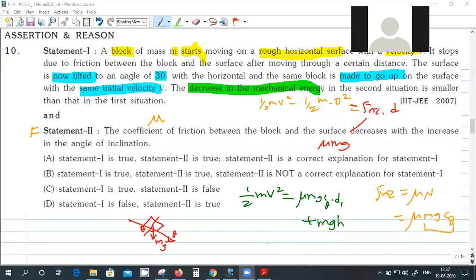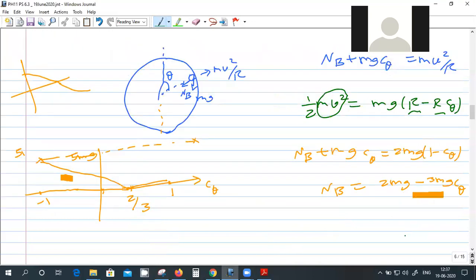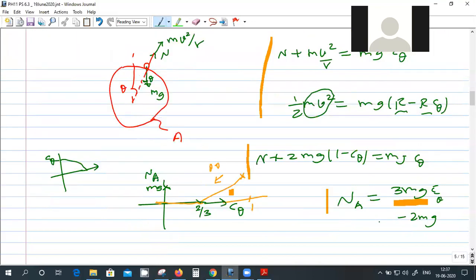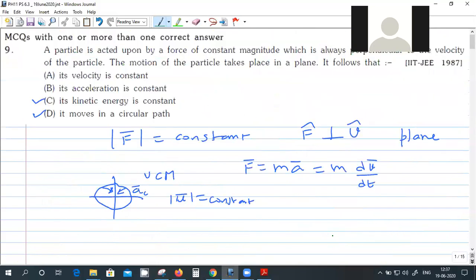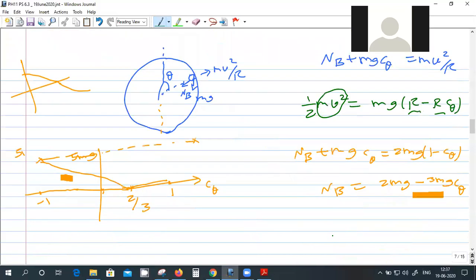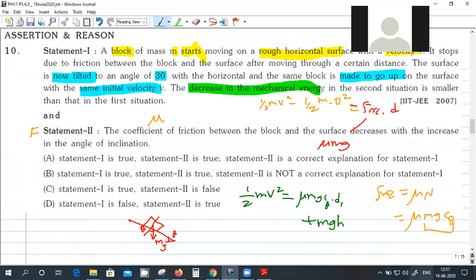This equation is understood, no? Second case. Yes, sir, but the method will be false only. So what is meant by decreasing potential energy? It is kinetic energy plus potential energy.